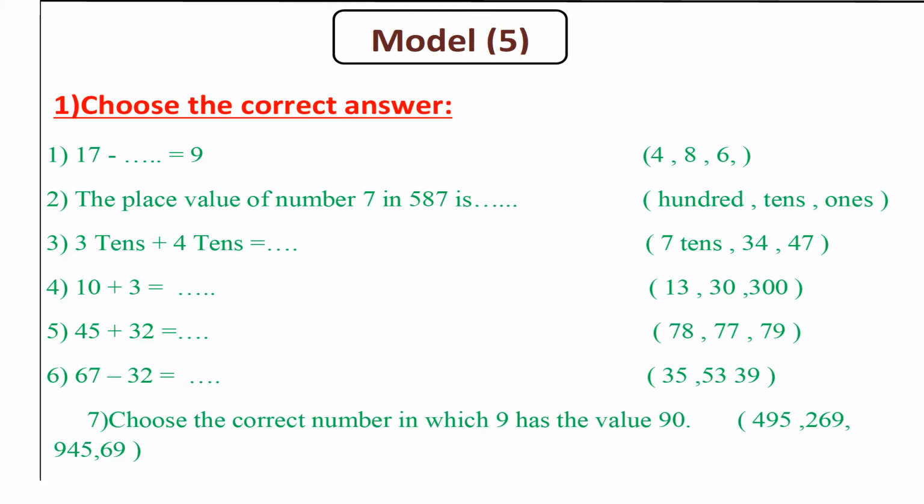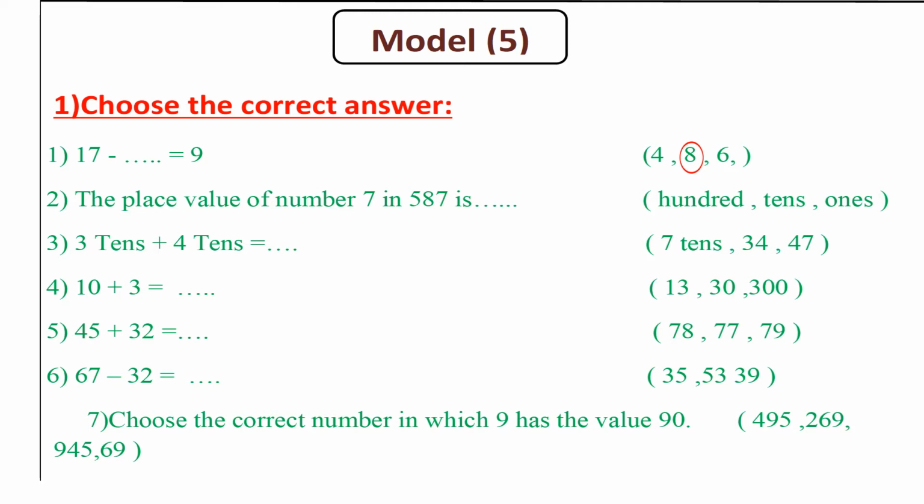So I will count from 9 and stop at 17. After 9: 10, 11, 12, 13, 14, 15, 16, 17. Stop. How many steps do we count on our fingers? We count 8 steps. So 17 minus 8 equals 9.